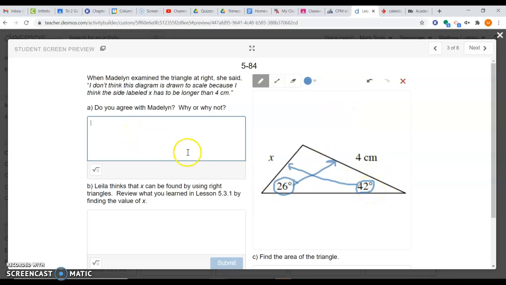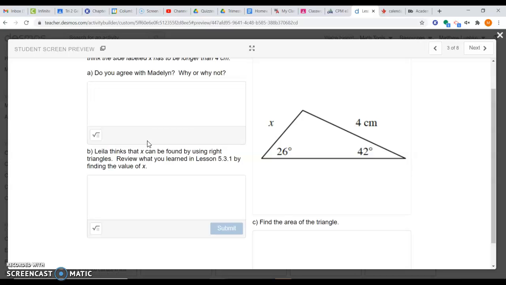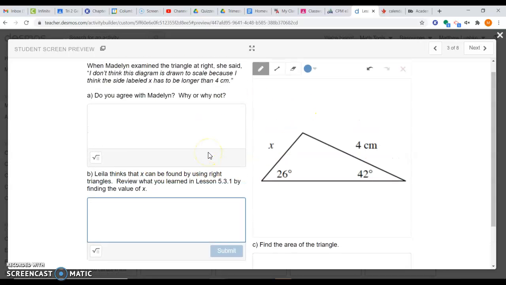And so I actually agree with Madeline here, and I think that this side X should be longer because 42 is bigger than 26. Okay? Again, there is a relationship there between angles and the sides across from them, and we'll see that get solidified with the law of sines. Now, Layla is going to look for how to solve for X in this triangle. And we did something like this in lesson 531, and what you do is, well, at this point, we don't know how to do anything other than right triangles, so let's create a couple of right triangles here.